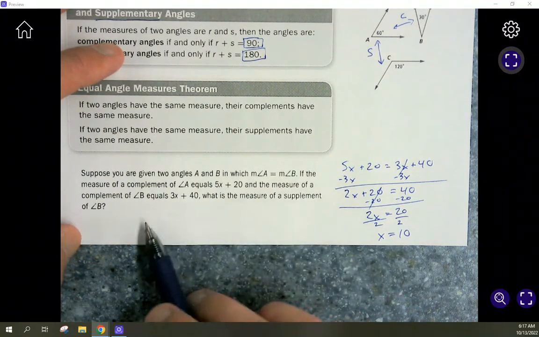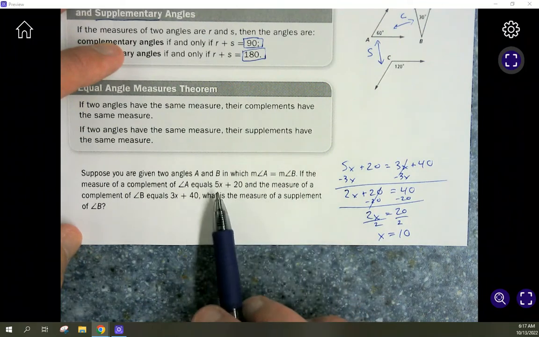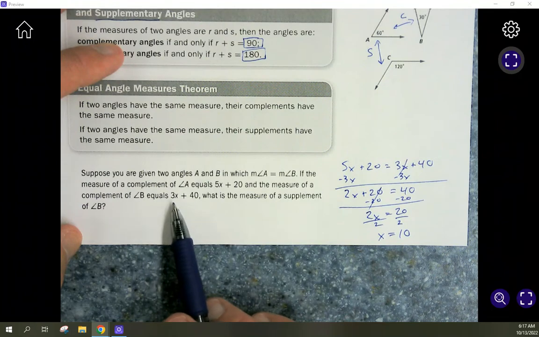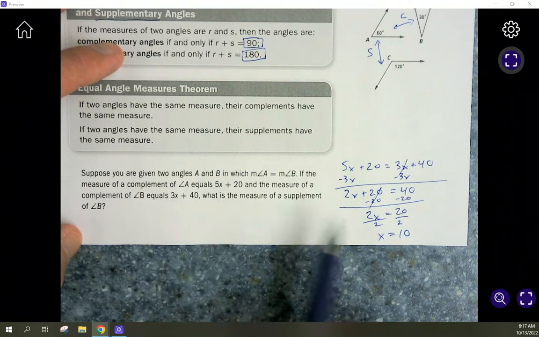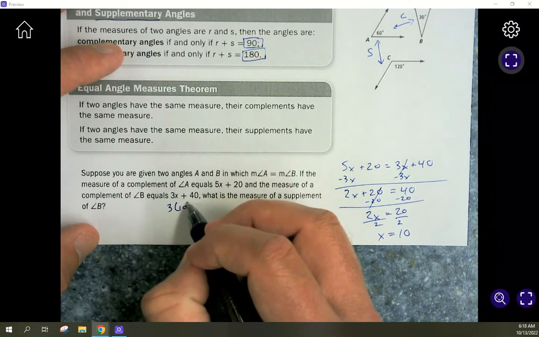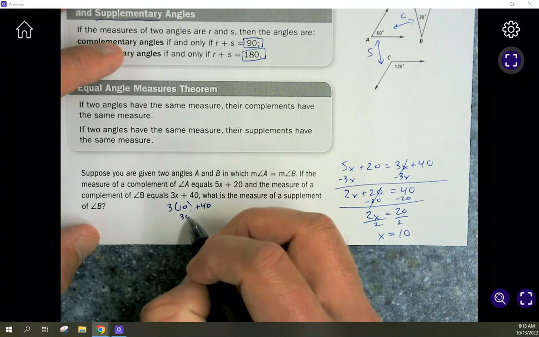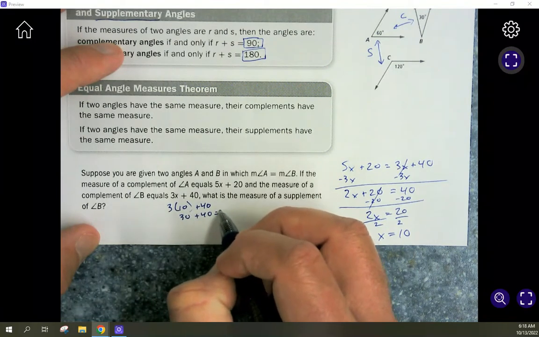Now we've got to use this information to solve the problem. So we have to find the supplement of angle B. The only way we can do that is if we know what angle B actually measures. So we know that the complement of B equals 3x plus 40. If I plug this in, I can find the actual degree measurement of that angle. So 3 times 10 plus 40. So 30 plus 40 equals 70.